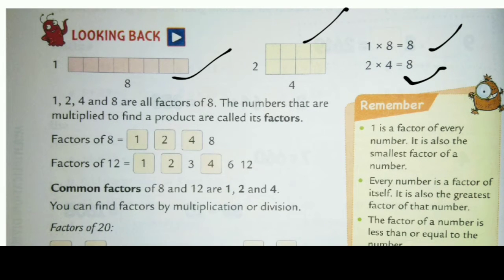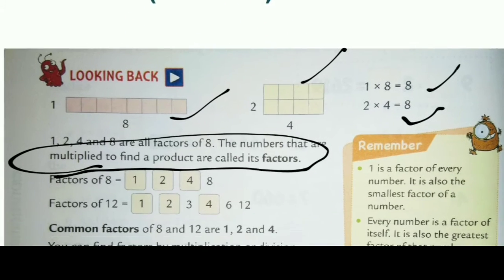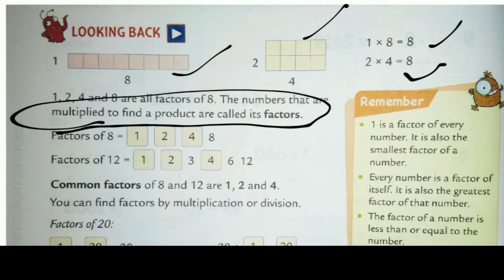The numbers that are multiplied to find a product are called factors. What are factors? The numbers that are multiplied to find a product are called its factors. See, the factors of 8 are 1, 2, 4 and 8. And the factors of 12 are 1, 2, 3, 4, 6 and 12. It means these numbers are the factors of 12.